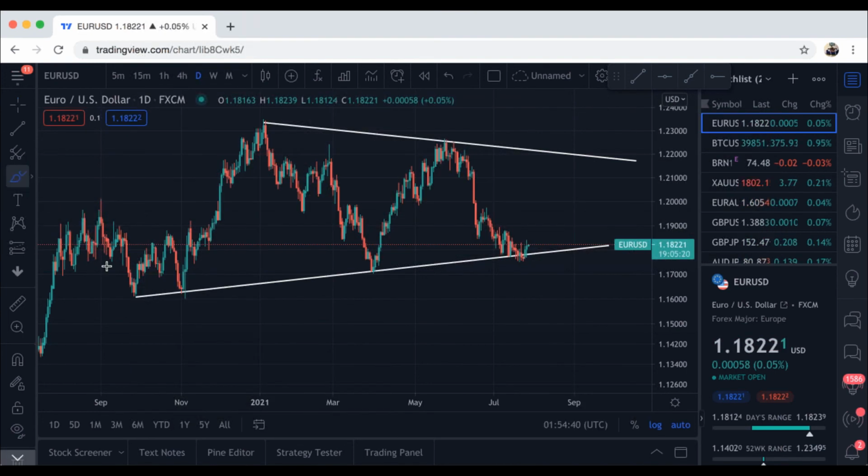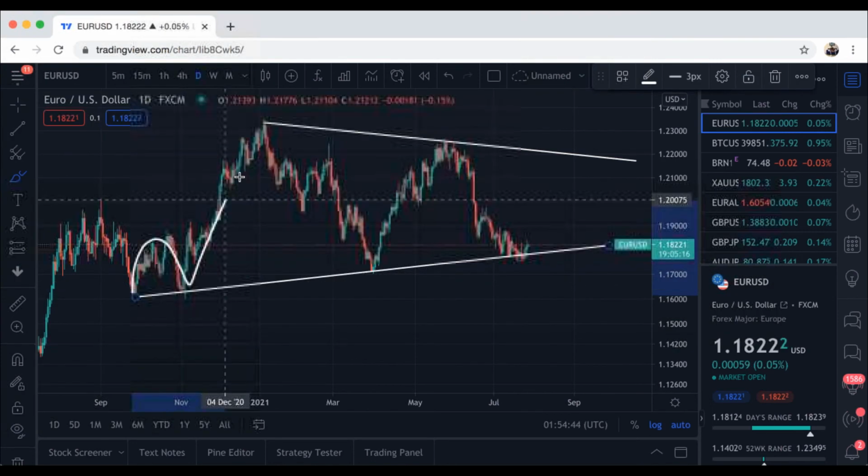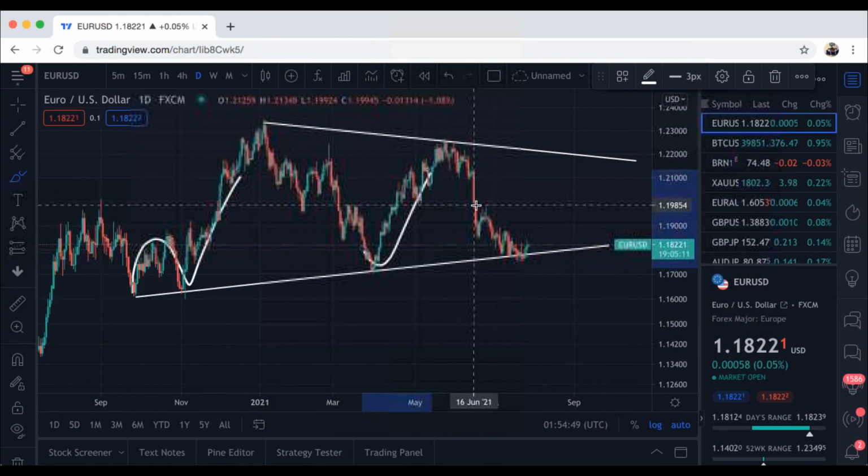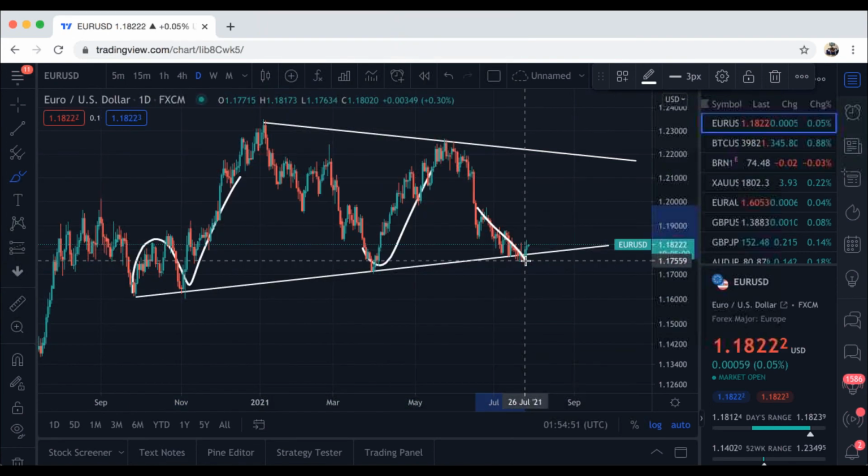Again, what does the market do when it reaches there? It hits here and does what? Goes up. It hits there and does what? Goes up. It hits there and does what? It goes up. It hits here. It does what? Oh, it's looking like it's going up.